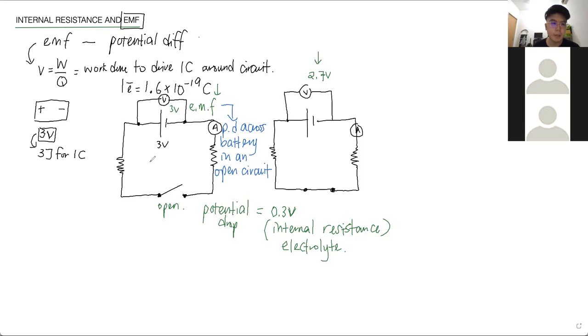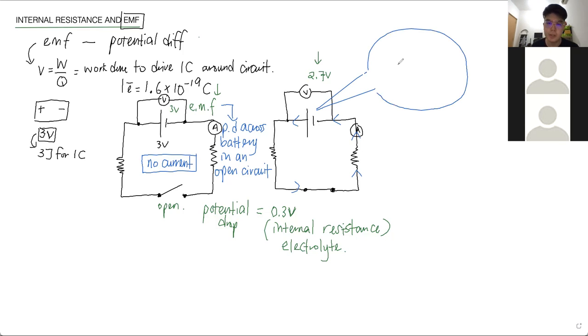Because in an open circuit, no current is flowing. So if no current is flowing, then there will be no voltage drop because the current cannot flow inside the internal resistance. No current, no voltage drop. So the voltage remains at the maximum 3 volt. On the right, in this circuit, you got current flowing. So current flows in the external circuit, and then it enters the battery. If I zoom in on the battery structure, it looks like this. This is how we represent it. Okay, so this is the battery, and then we draw something like this. Okay, battery.